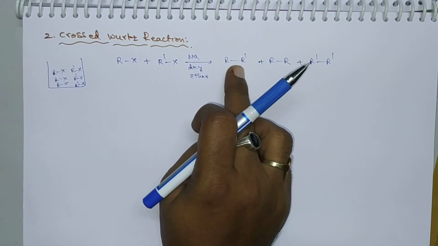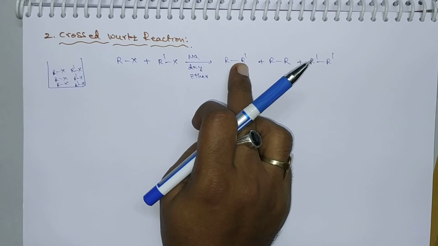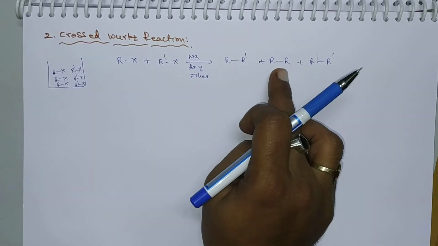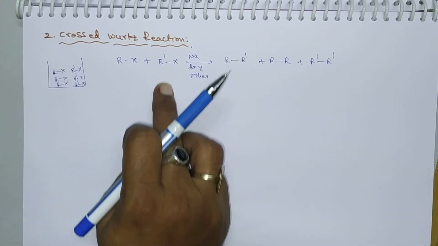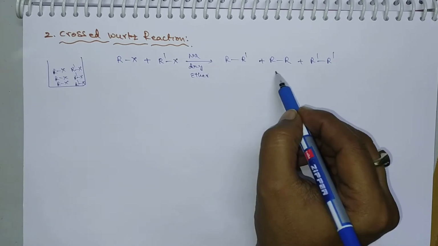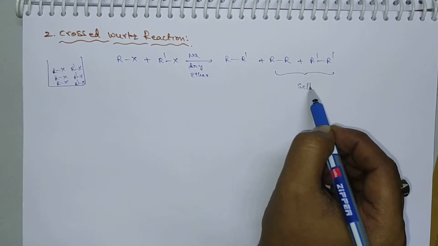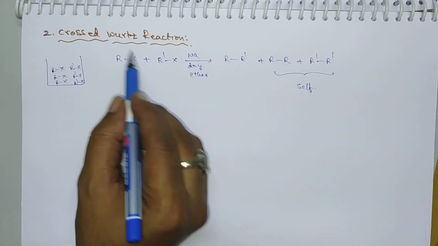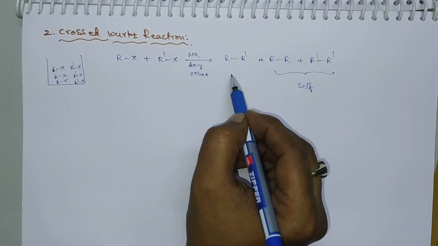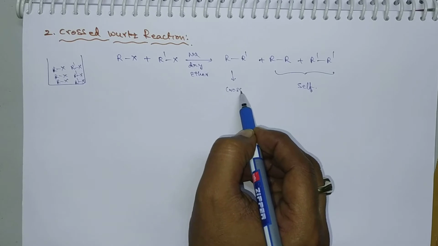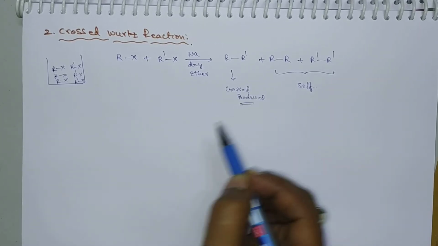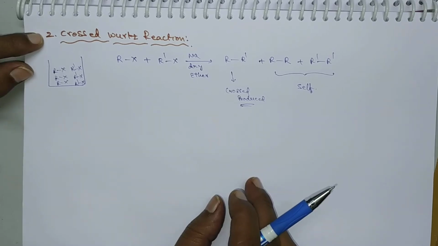This is one alkane having two different alkyl groups. If two similar alkyl halides react, we get this one. If two similar alkyl halides, that is R'X, react, we get this product. So these two products are called self products because the same molecule undergoes Wurtz reaction. These two are called self products, and this is called crossed product. So in this way, we get a mixture of products in crossed Wurtz reactions.